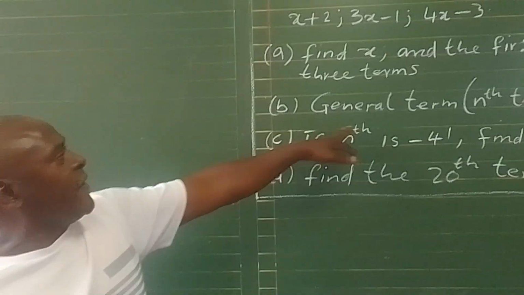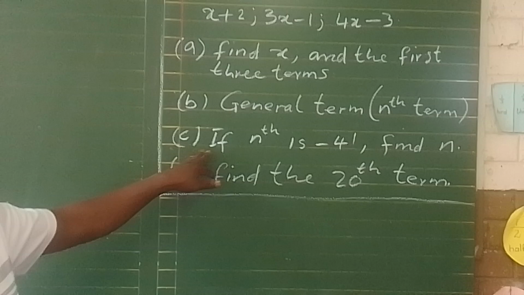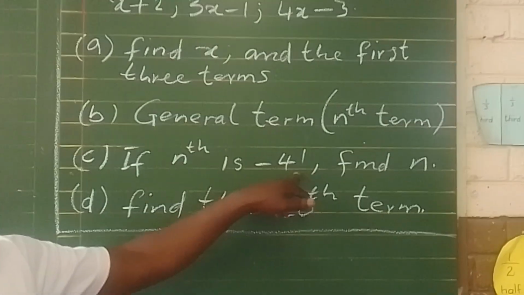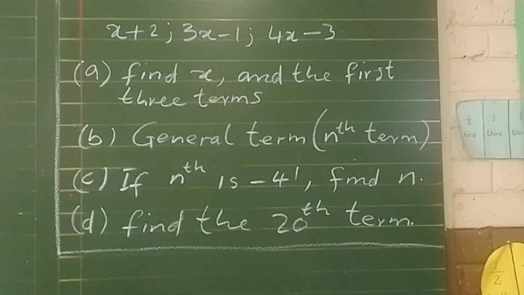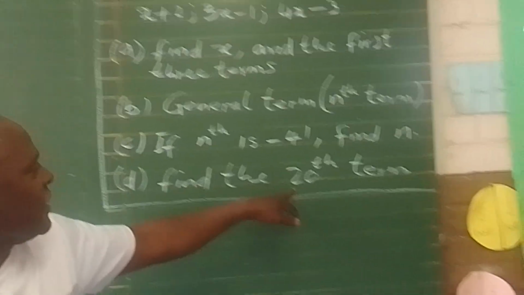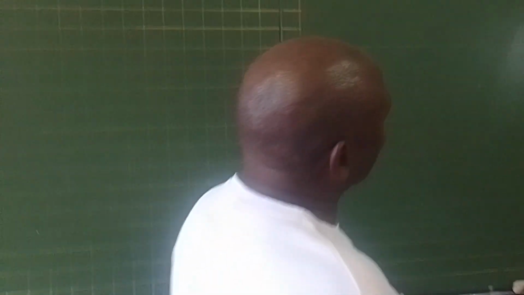Then B, find the general term. The general term is the same as the nth term. And then C, if the nth term is minus 41, find n. Then the last one is find the 20th term. Let's see how many of you did it. If you happen to have done it, it's fine. Let's see what the answers are.